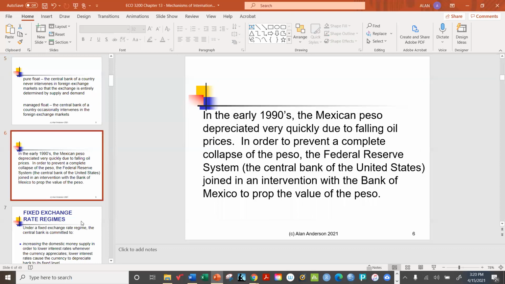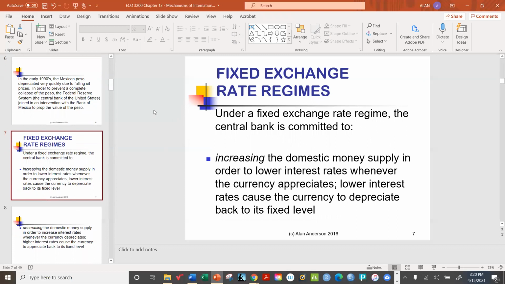So a fixed exchange rate system or regime means that the central bank is keeping it at a particular rate. They do this on purpose because the feeling is that this is better than having floating exchange rates, but it means that they have to be constantly tinkering with the domestic money supply so that interest rates adjust in order to keep the currency at the level that they want it to stay at.